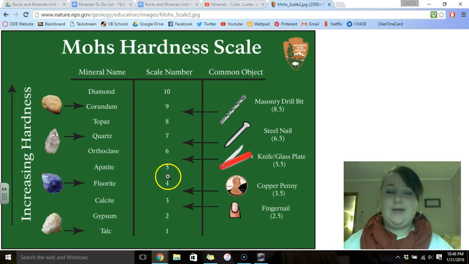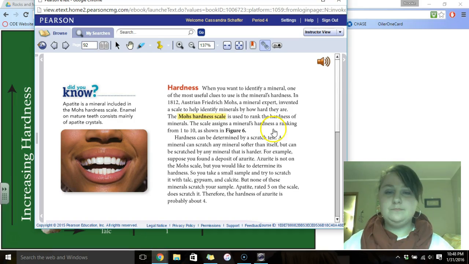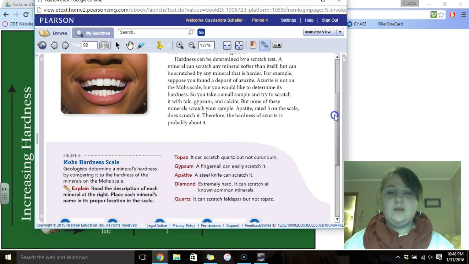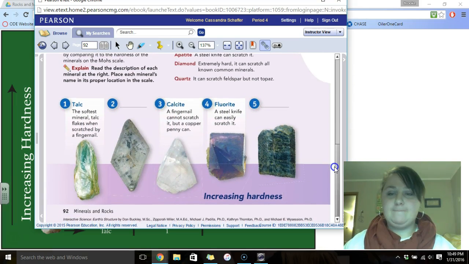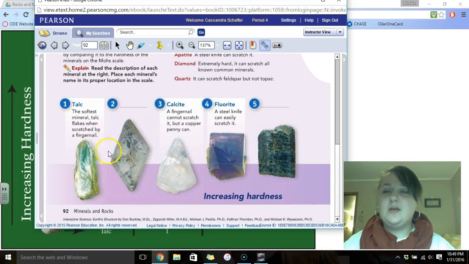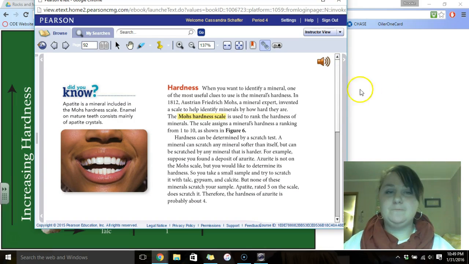So then let's go back. Down here, it shows you that with 1, 2, 3, 4, and 5, the hardness increases. So 5 is harder than 1, 4 is harder than 2. That all makes sense. It's pretty self-explanatory there.